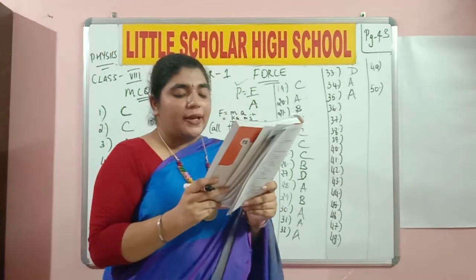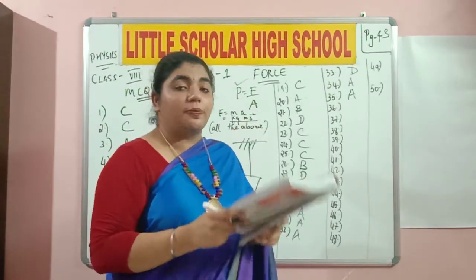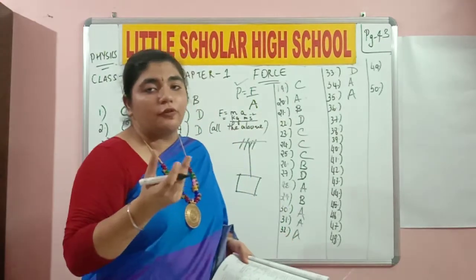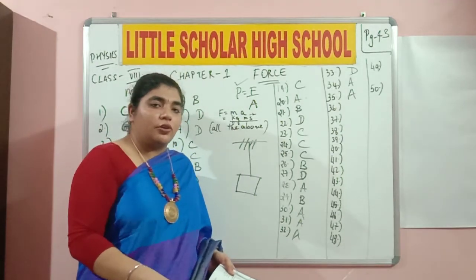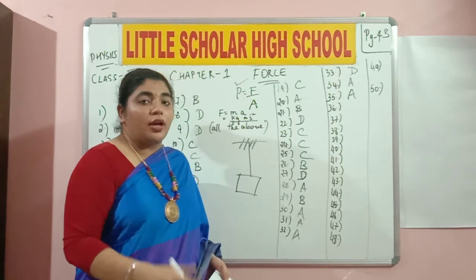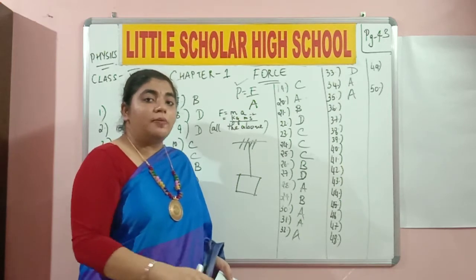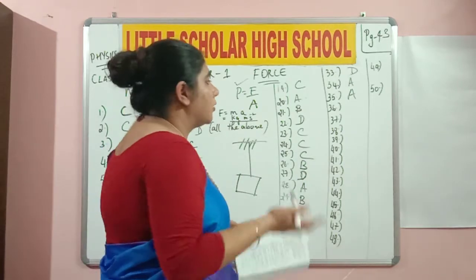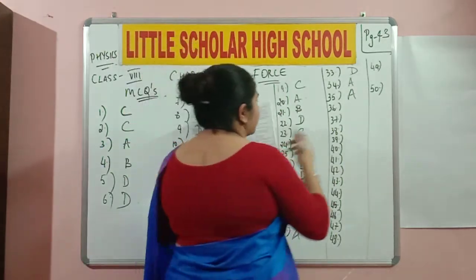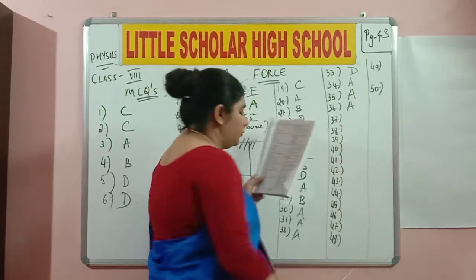Now 36. With the increase in the weight of an object, the pressure increases. Of course, if I throw one brick down, it is going to create a certain mark on the sand tray. I throw two bricks down. The marks are going to be bigger. Yes or no? Because it is heavier. The more the weight, the more the pressure. 36, A.